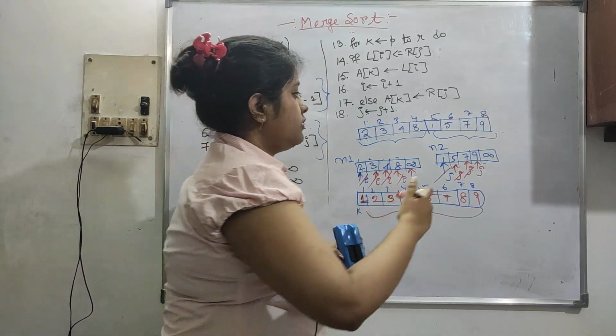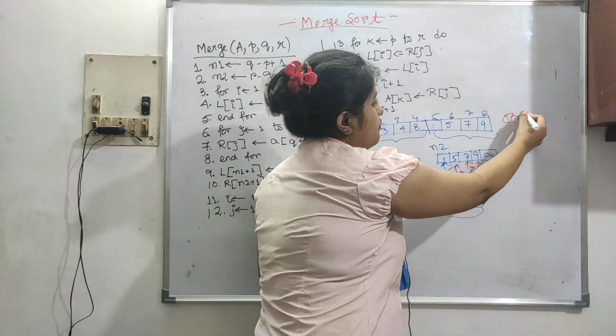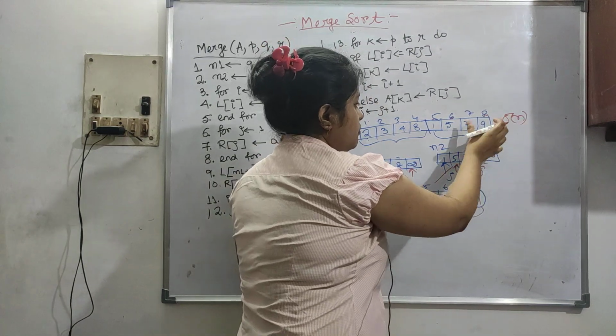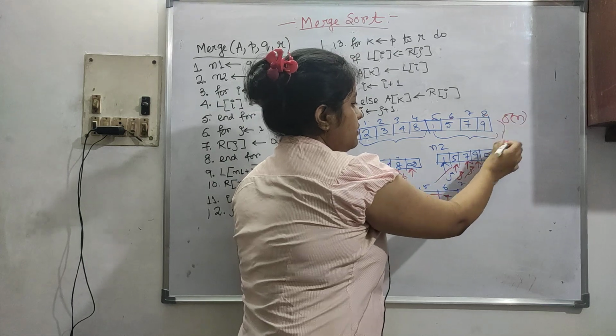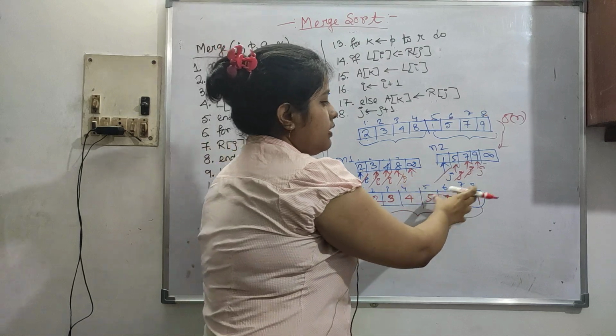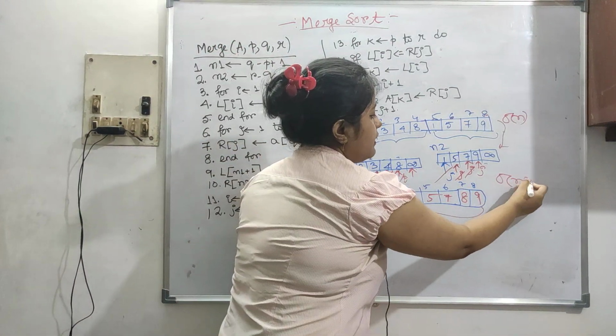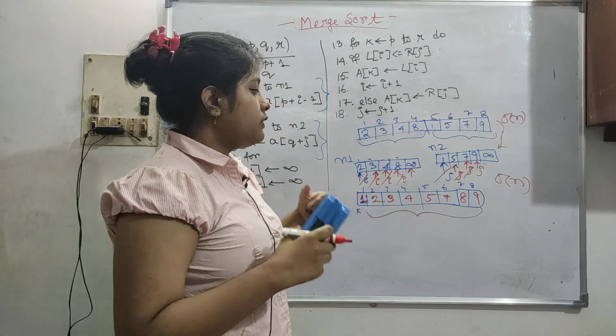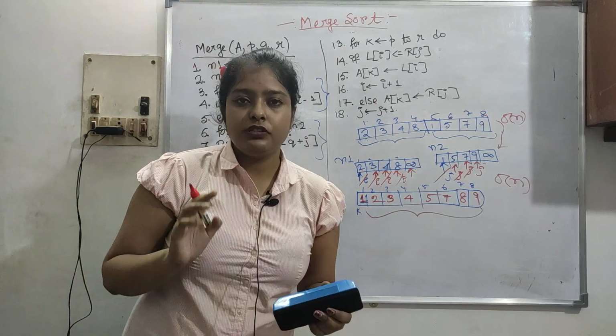So what is the time complexity? It will take order of n, okay. For copying these elements, then movement of this element, then this comparison and again movement, it will take order of n times, okay. So this is the heart of the algorithm, this is the merge procedure, and now we will see the merge sort, okay. So just hold on now.